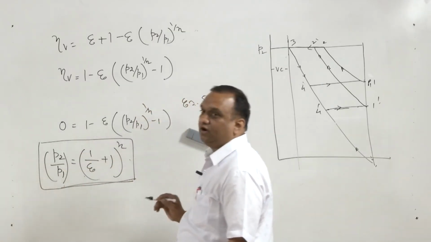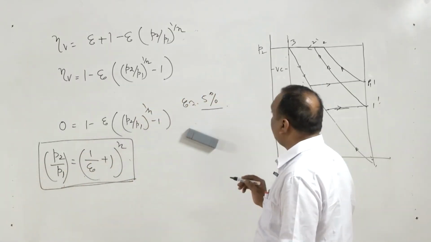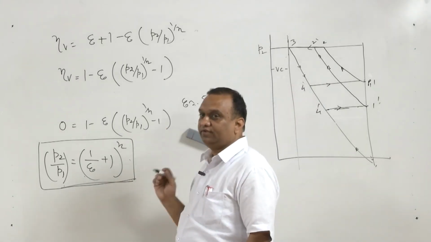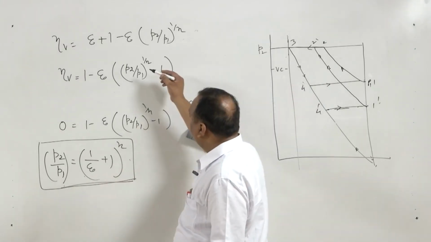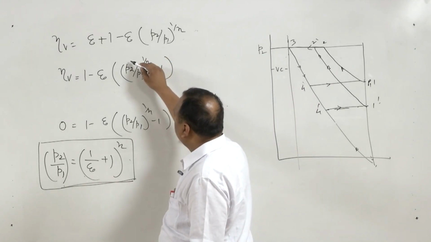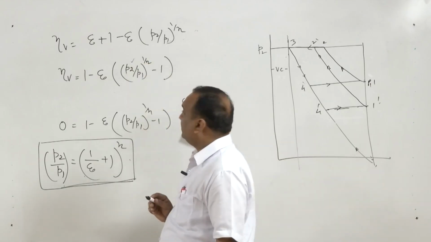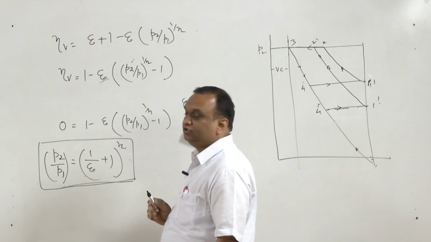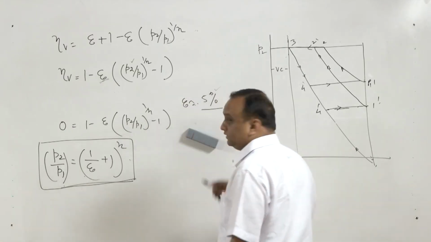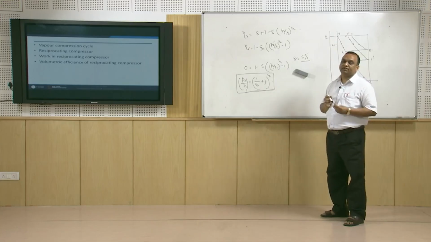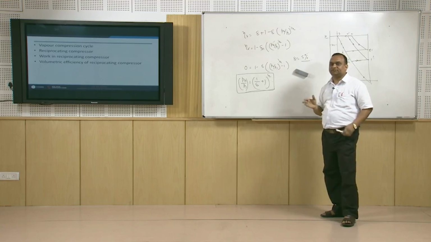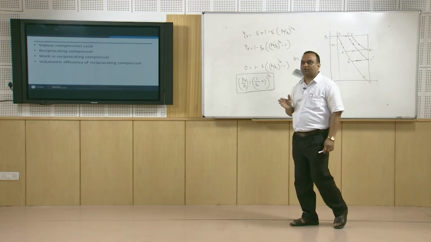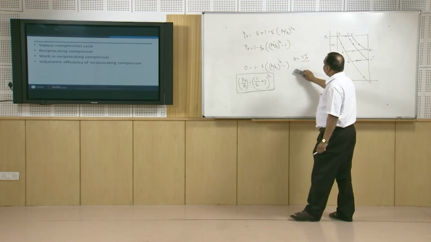So in order to have a high value of volumetric efficiency, because it is always desired, the pressure ratio should be as minimum as possible. The clearance ratio should be as low as possible, but not lower than 5%. Normally in a single stage reciprocating compressor for vapor compression system, the pressure ratio is of the order of 4 to 5.